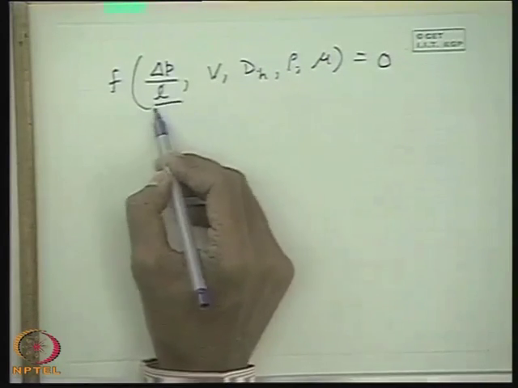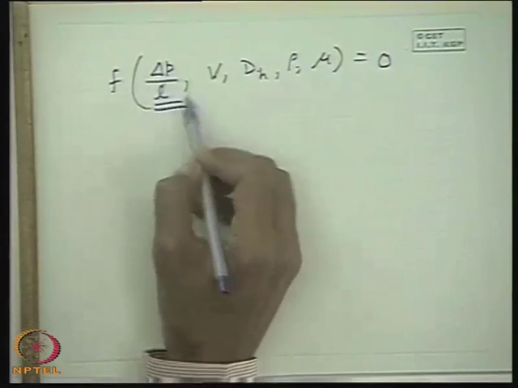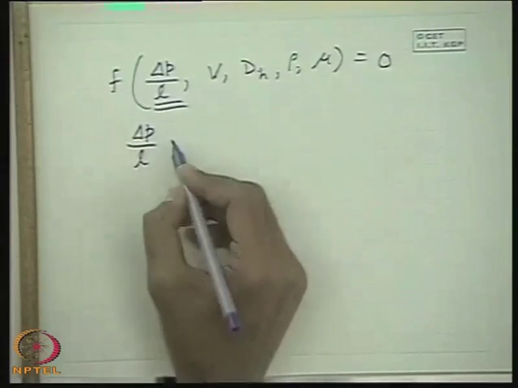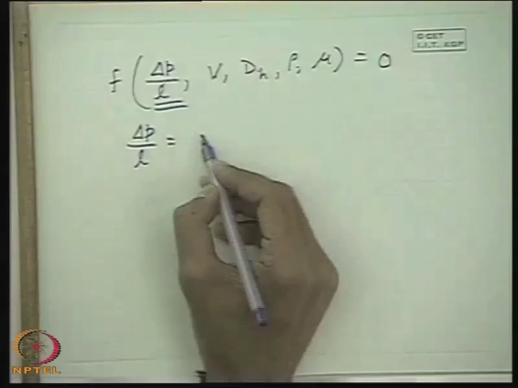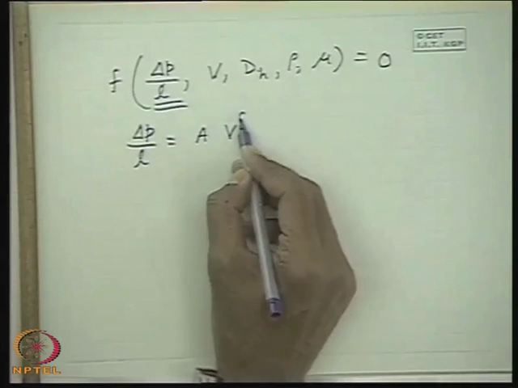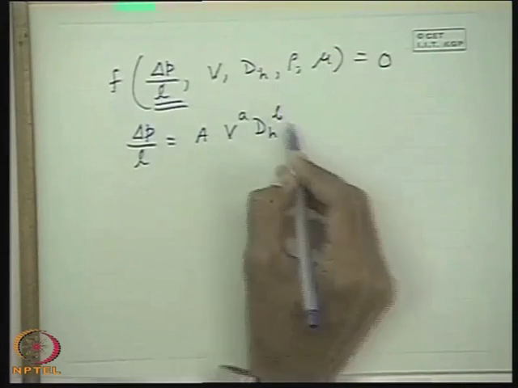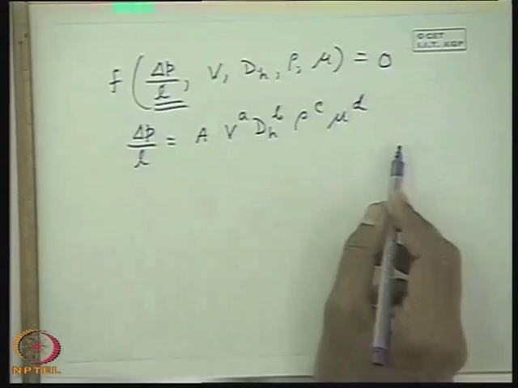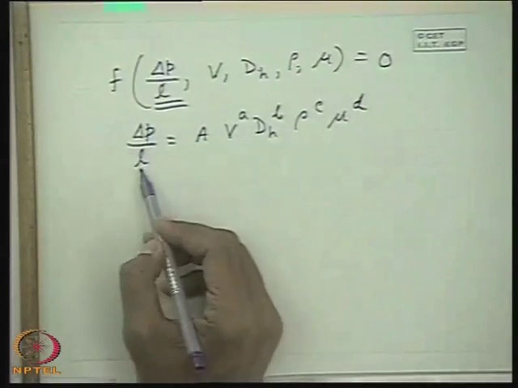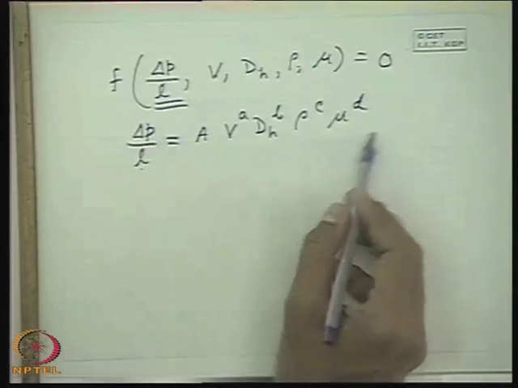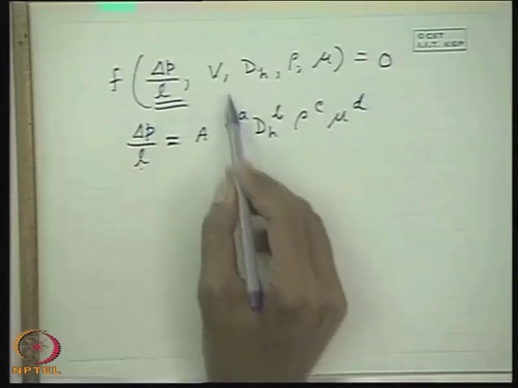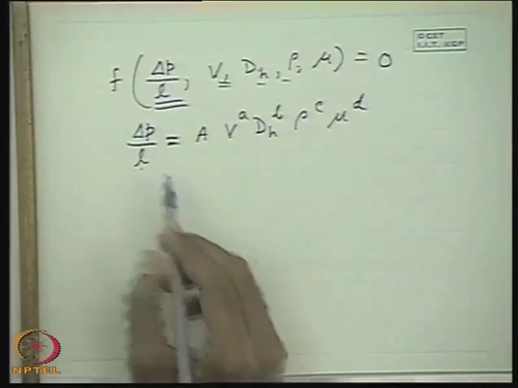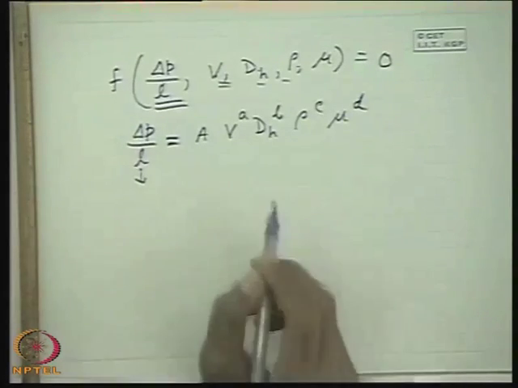Now Rayleigh's indicial method does it like this. It first identifies the dependent variable, and starts by letting delta p by L be a function of the independent variables of this nature: V to the power a, D to the power b, rho to the power c, mu to the power d. Let us assume that delta p by L bears this type of relationship with the independent variables. Okay, then in the next step, it equates the fundamental dimensions.